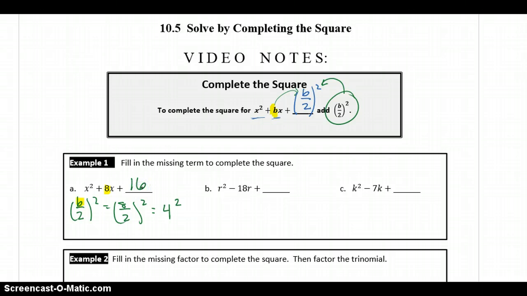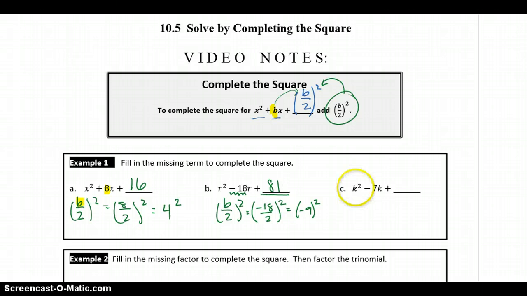Part B, r squared minus 18r plus blank. Into that blank we're going to add in b over 2 squared, where our b is negative 18. So we have negative 18 over 2 squared, which reduces to negative 9 squared. But the negative is still inside the parentheses, so I squared the negative. So negative 9 times negative 9 is a positive 81.